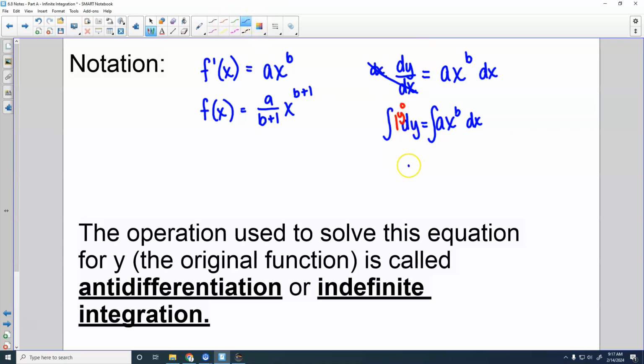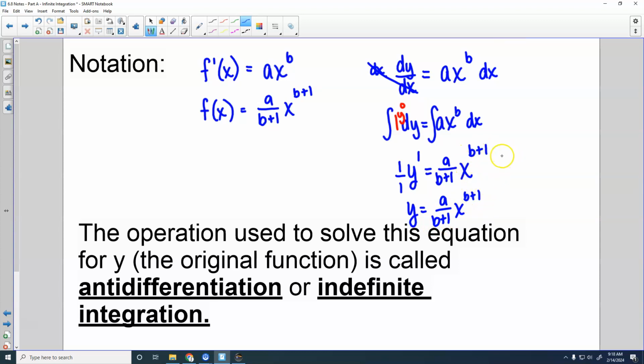So I would increase that power by 1 to get y to the first, and then I would divide out front by 1. This is just y, right? And that happens every time, so we usually don't walk through it with this notation right here. And then over here, we would use our rule, so we would have x to the b plus 1, and then a over b plus 1. So a over b plus 1, x to the b plus 1 here.